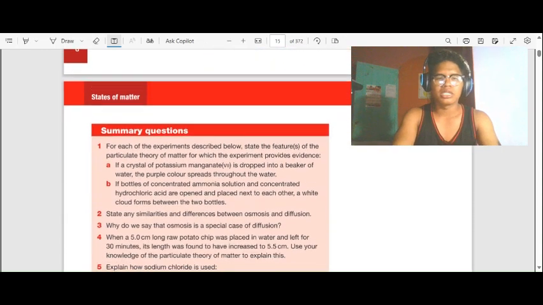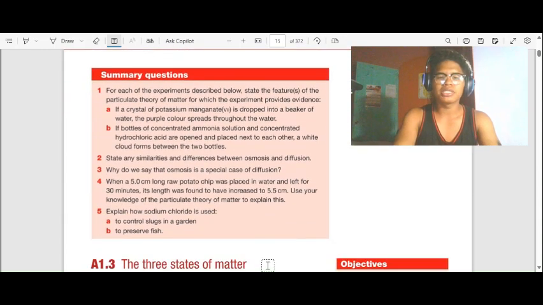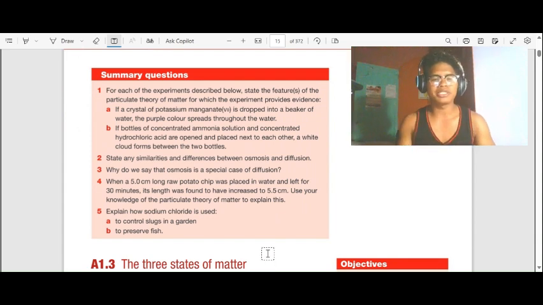Now let's look into some of the summary questions. Our next topic will be the three states of matter. But for now, look at the questions, and if you could answer them, please send them in the chat or in the comments below.